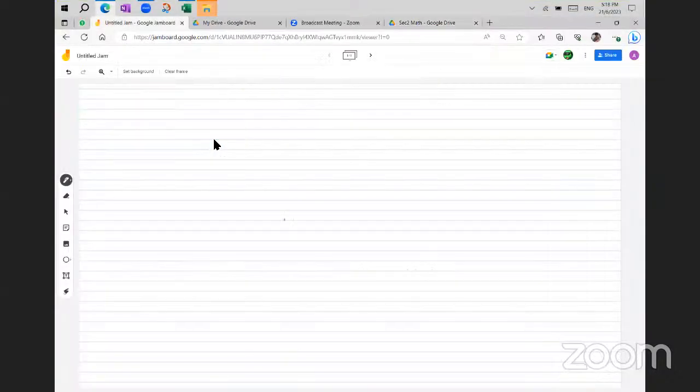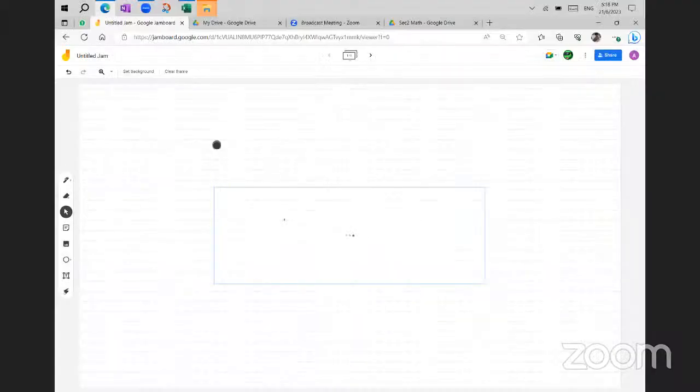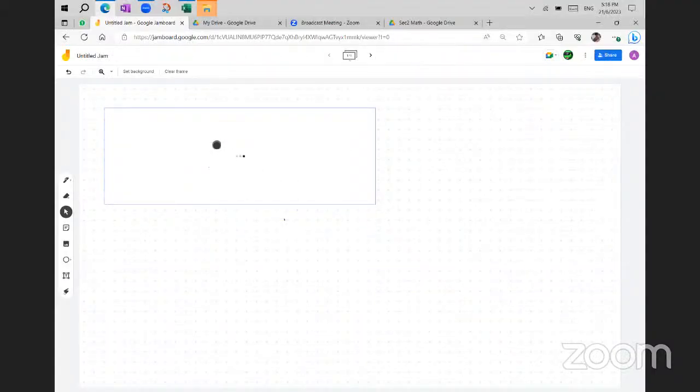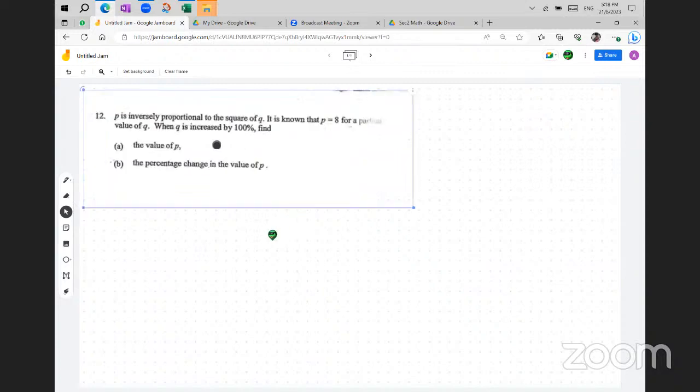Okay, so we are at Jamboard. I'm going to stop my screen sharing. Wait, I don't have to stop my screen sharing. So you just look at the Jamboard, yeah. Don't have to worry about my screen sharing now. Okay, so in the Jamboard, let me confirm, you see something? Yeah, I see something.